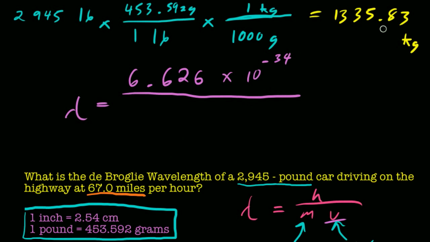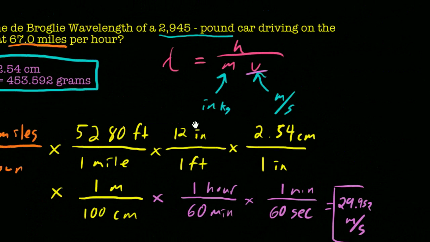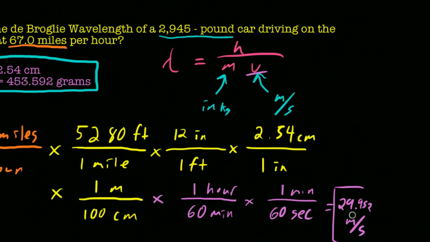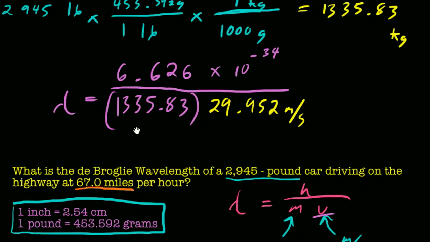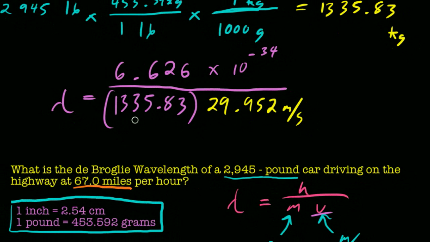And now let's put in our mass. So we've got 1335.83 for our mass. And then what was the number that we got for our velocity? We got 29.952 meters per second.